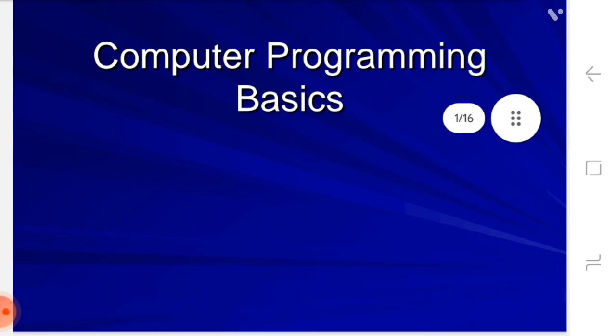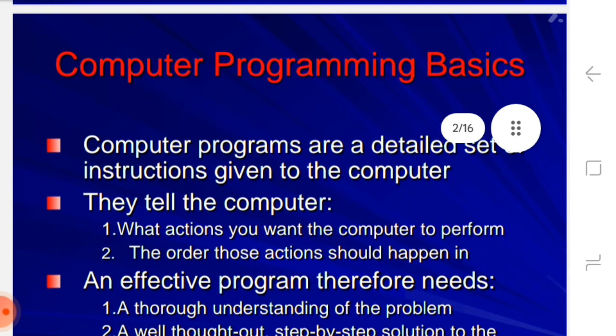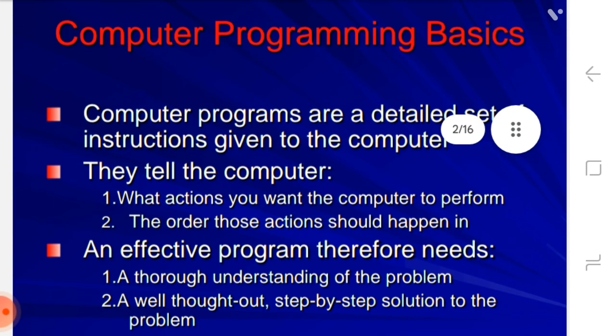Before that, let's first see this. Computer programming basics: computer programs are a detailed set of instructions given to the computer. So what are computer programs? Basically we are giving a set of instructions. We don't give one or two instructions; obviously we give a set of instructions consisting of more than one instruction. It has numerous instructions that we are giving to the computer at a time. That is what this line means.